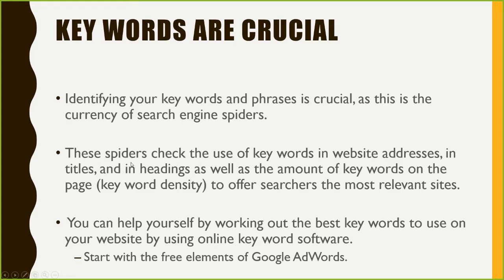These spiders we talked about as robots. You can think of them as robots or spiders, but essentially the search engine is going to check your keywords and addresses in a bunch of areas, in the titles, in headings, and then the amount of keywords on the page. And then it's going to return the websites based on how relevant those occurrences are.